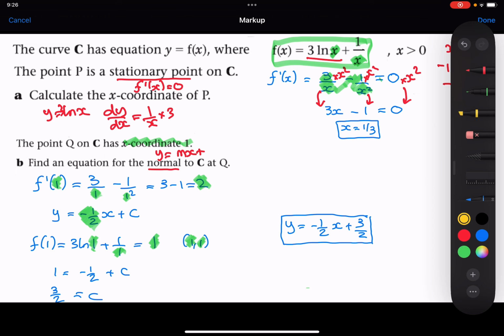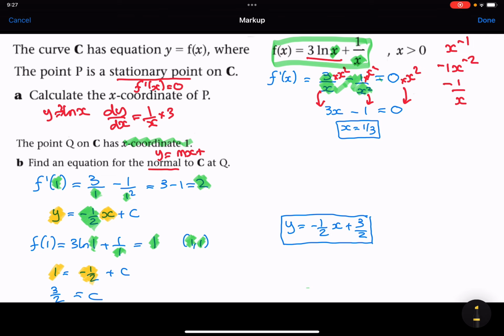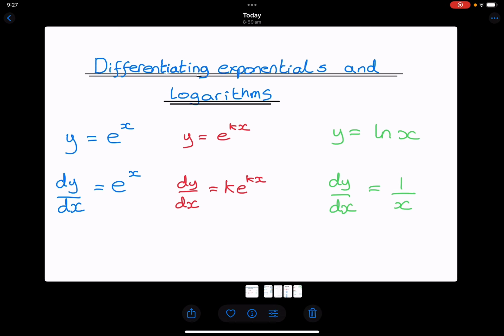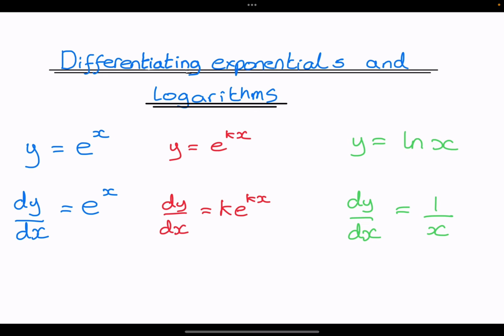I have then substituted that coordinate into my equation of the line here, so I've substituted a 1 here, and a 1 here. Minus 1/2 times 1 is minus 1/2. That's then allowed me to work out the c as being 3 over 2. And that's given me the full equation of the normal there. So there we go. That's how we differentiate exponentials and logarithms. Those are the 3 results you need to know and be able to use.